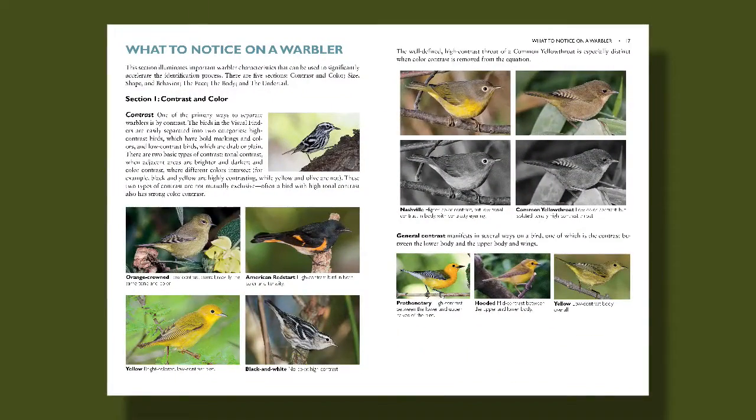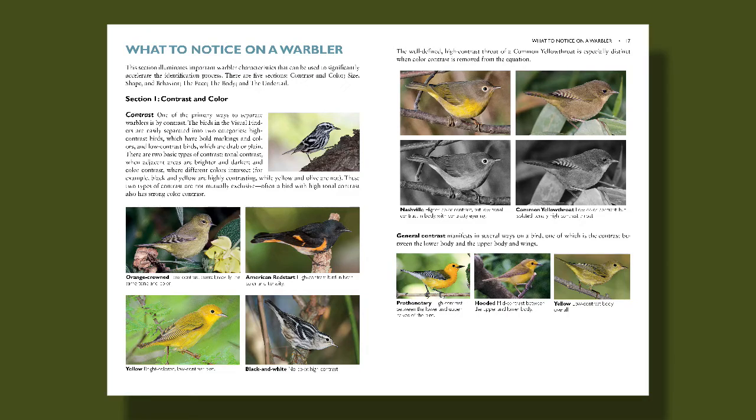Now we go beyond this topographic diagram and give an in-depth look at warbler topography in our section What to Notice on a Warbler. Here we address a number of really important things to look for, like contrast in color, size, shape, habitat, and behavior, and then a detailed investigation of the different kinds of markings on the bird that we can pay attention to. Let's look at a couple of examples from this chapter.